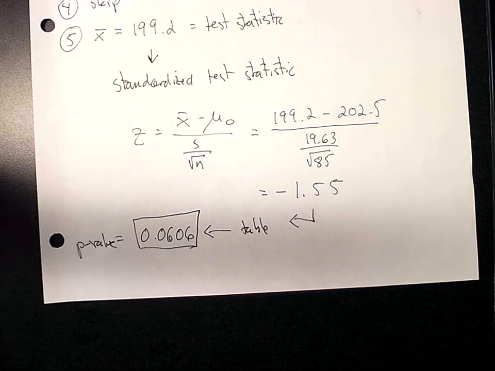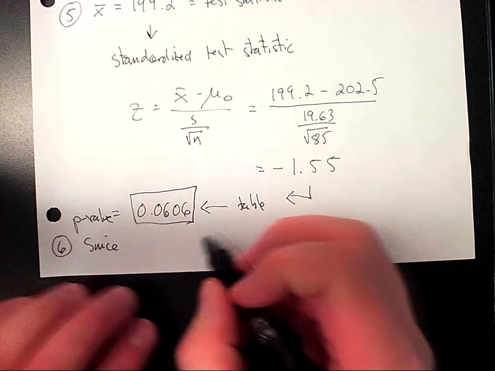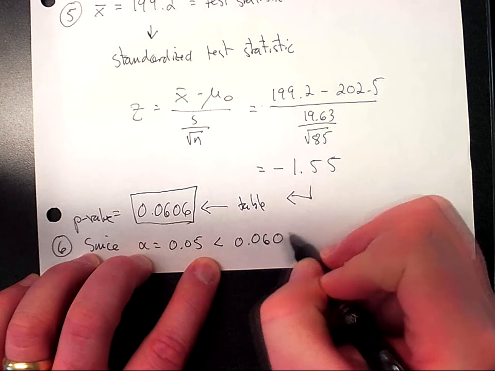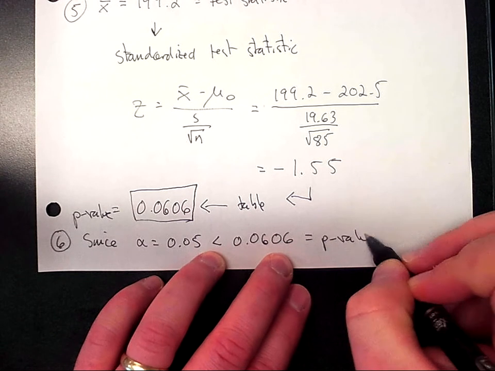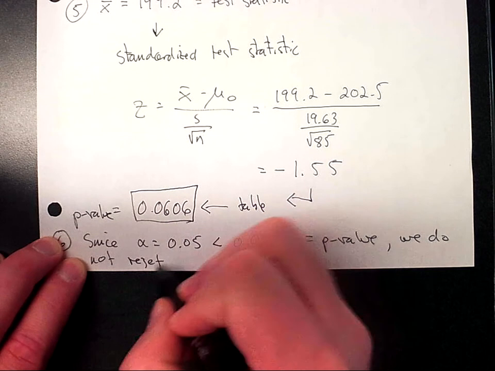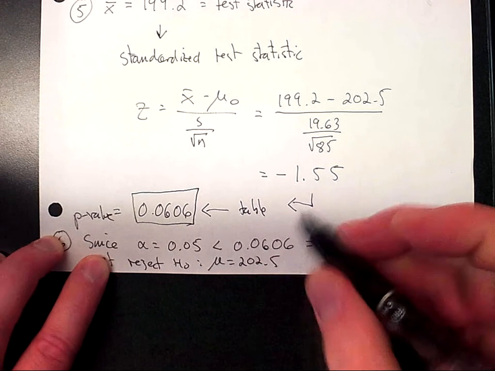What do we compare our p-value to? Alpha. Always comparing our p-value to alpha. Is our p-value greater than alpha? Yes. Therefore, do we reject our null hypothesis? No. Everybody good with that? So here, our conclusion, which is always our step 6, we're going to say that since alpha is equal to 0.05, which is strictly less than 0.0606, which is equal to our p-value, we do not reject the null hypothesis that mu is equal to 202.5.